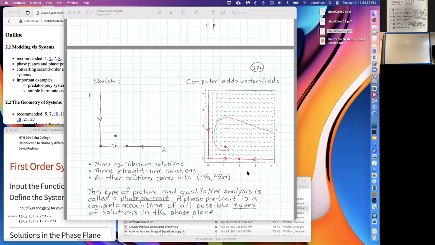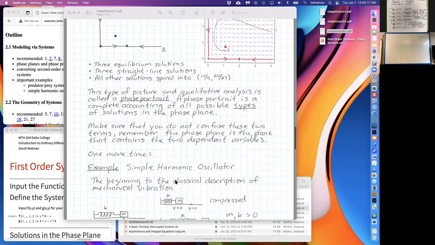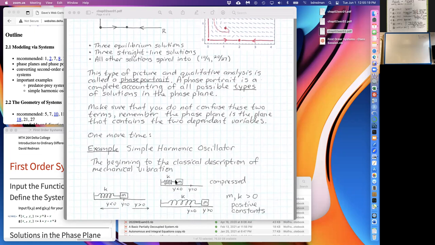In fact, it's almost as if you have a sneaking suspicion that actually the dots are dictating what's happening in this picture. So we're going to explore that as we go along. So make sure you do not confuse phase plane with phase portrait. Phase plane is where the action happens. Phase portrait is what the action is. Let's do one more quick example visually, and then we'll take a break.